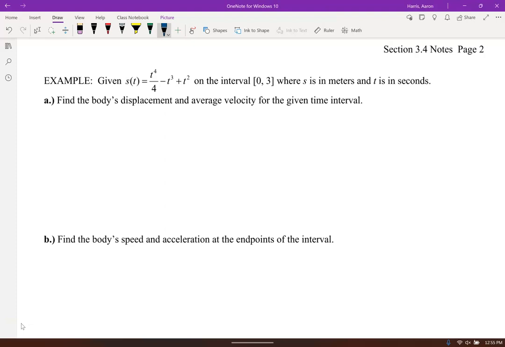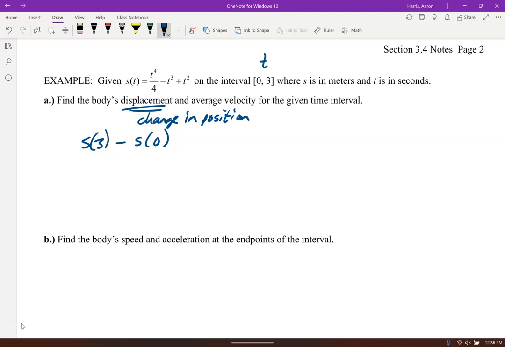And we're going to find the body's displacement. So what do I mean by displacement? That's just its change in position. Like if it goes from 0 feet out to 10 feet, it had a change of 10 feet, right? This is our t interval from 0 seconds to 3 seconds. So all we want to do is find s of 3 and subtract it from s of 0.